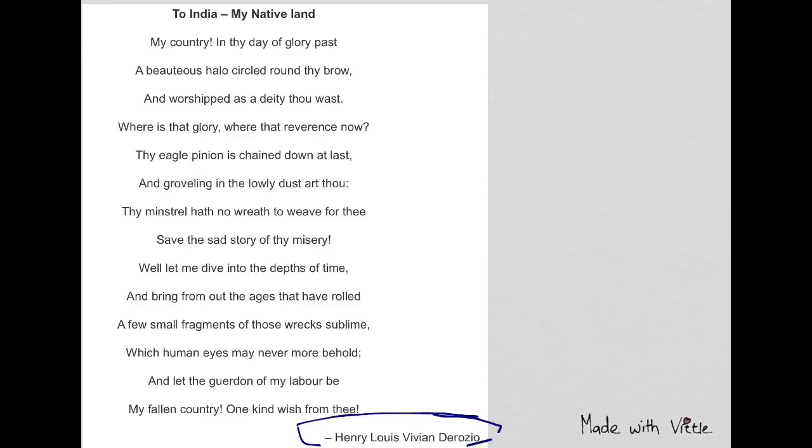Derozio was the founder of the Young Bengal movement, and that Young Bengal society took an active part in the freedom struggle against the British. And this very poem, as you can see in the title, reflects Derozio's immense love towards his country, India. Of course, India is his country because he has always considered India as his own country.